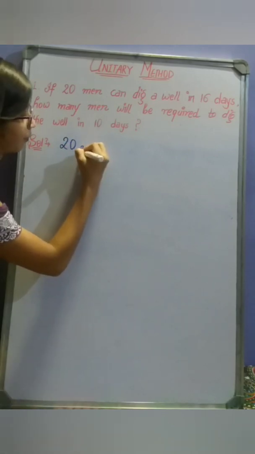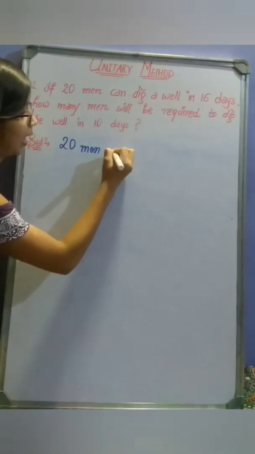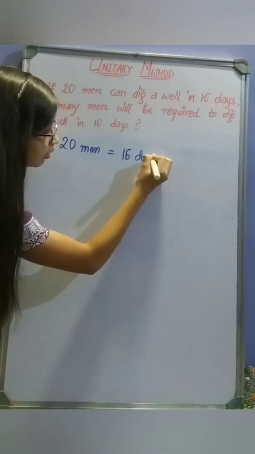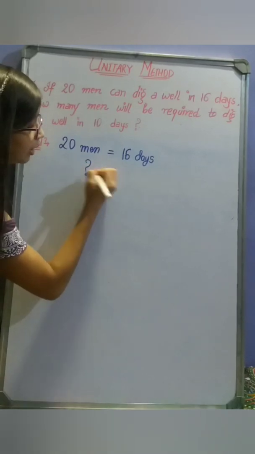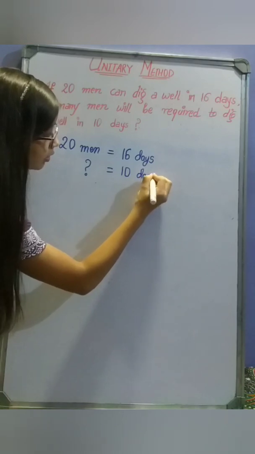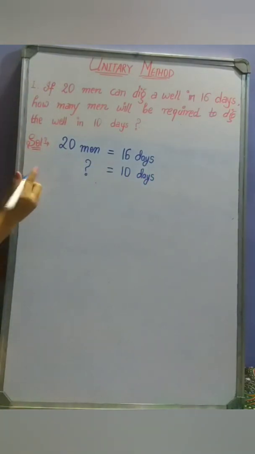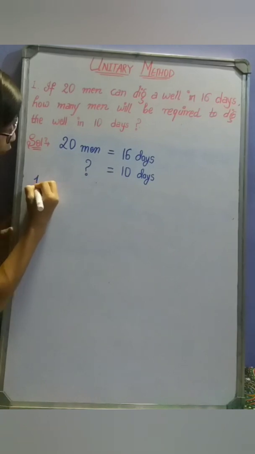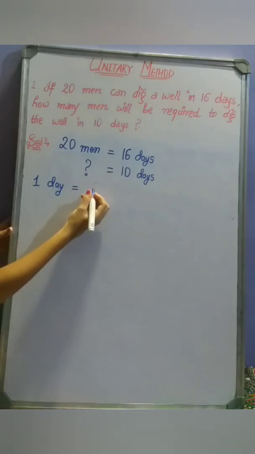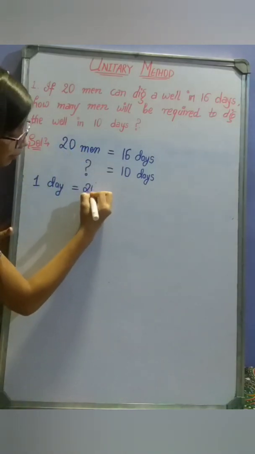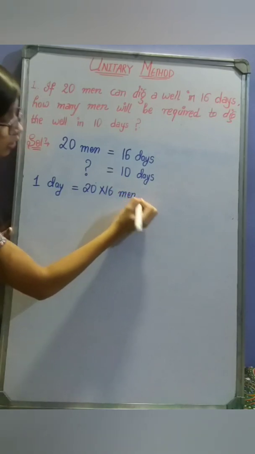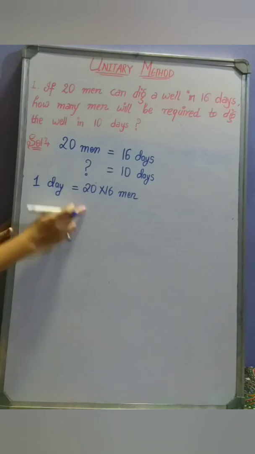20 men dig the well in 16 days. So how many men are required to dig the well in 10 days? So using this now we can find. So let's assume in one day how many men will be required to dig the well? It's equal to 20 into 16 men will be required to dig the well. So in 10 days how many men will be required is our question.